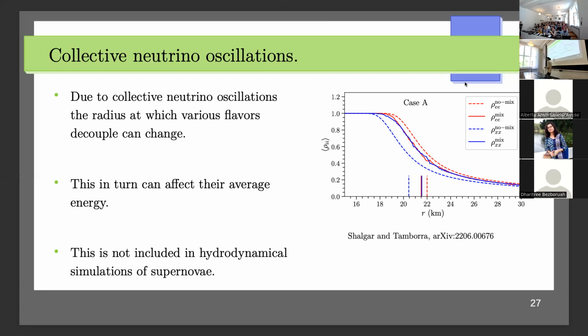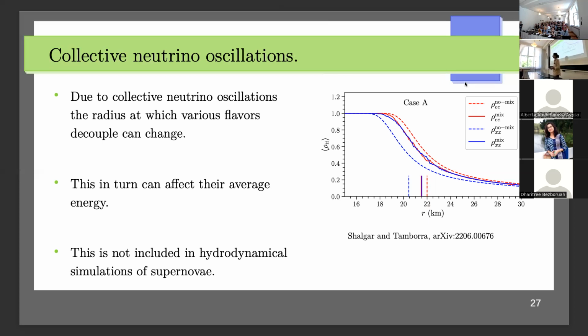Thank you very much for the talk. It was very, very interesting. It was more of a historical question regarding collective neutrino oscillations. How long have we known, how long have we taken them into account, and how much have we advanced in understanding them better?